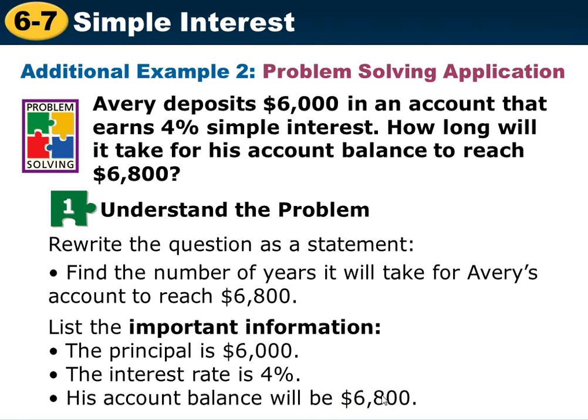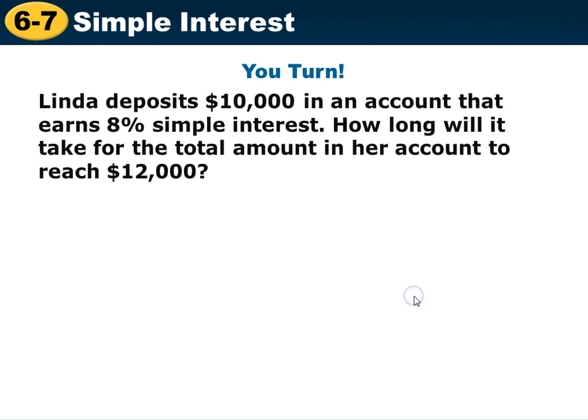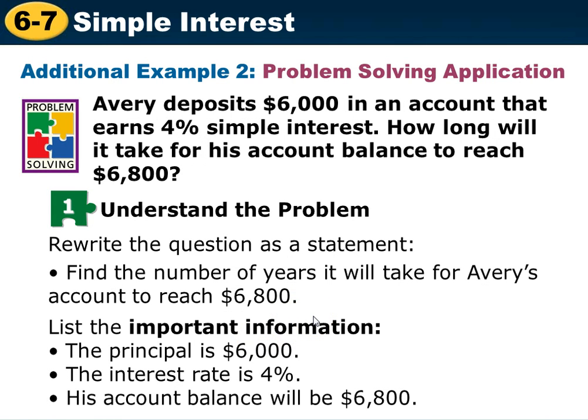Now, if I look at the formula, it's interest equals P, the principal, times the time, times the rate. Now, I know the interest rate is 4%. I know the principal is 6,000. I do not know the time, and I also do not know the interest. However, for the interest, we can easily find that because we can subtract 6,800 minus 6,000. So that tells me that he's going to earn an interest of 800.